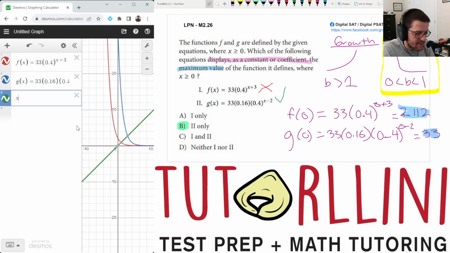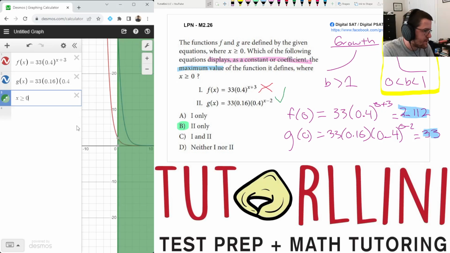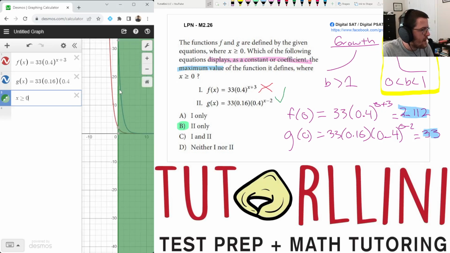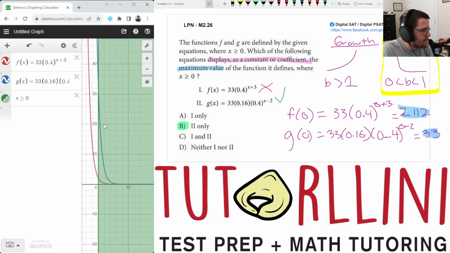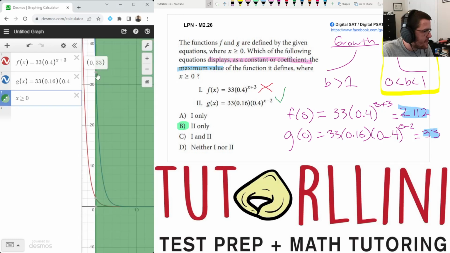One thing we could do is we could just type in x is greater than or equal to 0, and then we can see it should tell us what the leftmost value is. So you see it says 2.112, and then that one says 33.